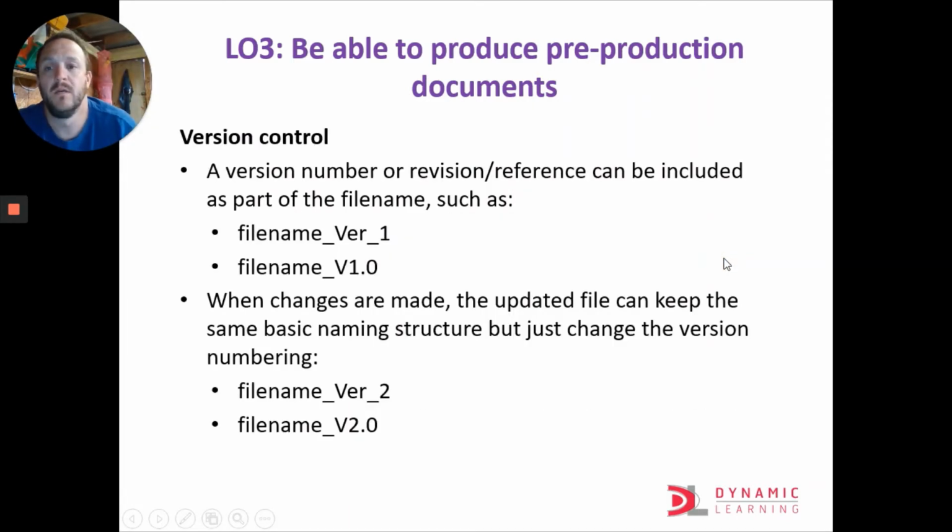So version control itself is a version number or revision reference. It can be included as part of a file name, such as file name version 1, V 1.0, whatever. The choice is yours how you do it, but as long as it is linking to version and a number. When changes are made, then the updated file keeps the same basic naming structure, just change the version number. So you'd have it as version 1, version 2, version 3, version 4. So it's still the basic file name, version 1, version 2, version 3, version 4. Okay.